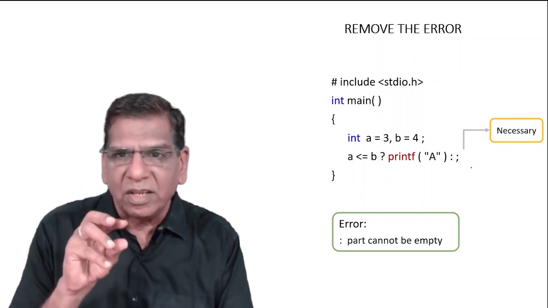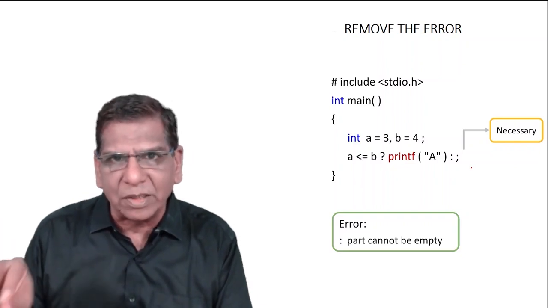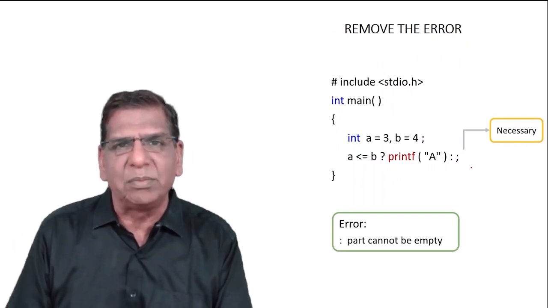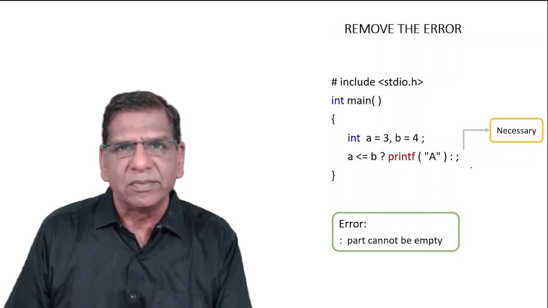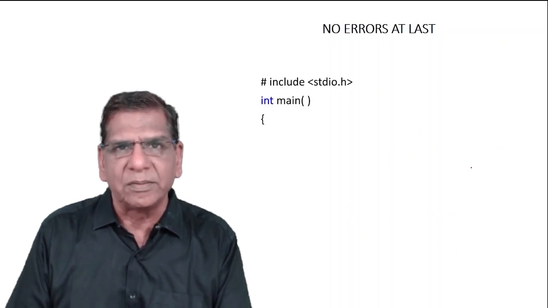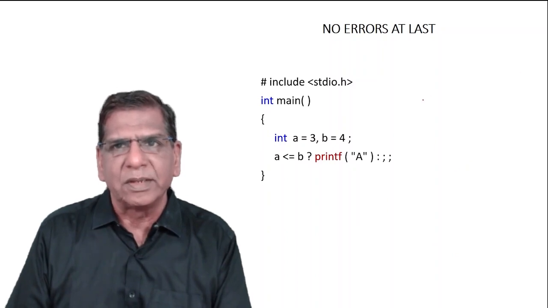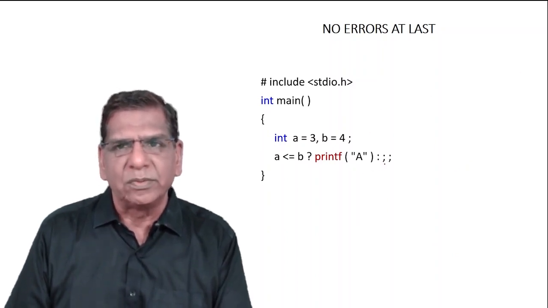So A less than equal to B is 1 operand, printf A is another operand, and something more, that is the third operand, would be needed beyond the colon. We cannot just leave it empty. Semicolon that we are using at the end, that's merely a statement terminator. So between colon and semicolon, we need to give something. Let's see what we can do.